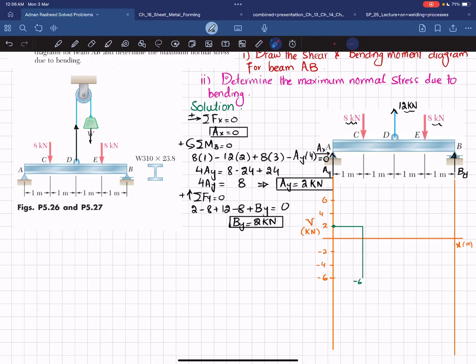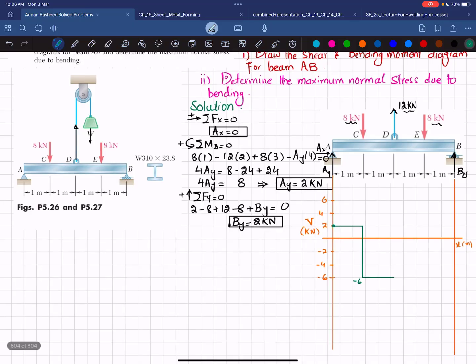Now moving from C to D, there is no other force, so it will remain the same, and we will get a horizontal line till this point. But at this point D, you can see you have a 12 kilonewton load. So minus 6 plus 12 will give you plus 6 at this point. So shear force will change from minus 6 to plus 6. This is plus 6 kilonewton. Now from D to E, again there is no load, so it will remain horizontal. So from this D to this E, it will remain horizontal. And at point E, you have minus 8 kilonewton load. So 6 minus 8 will give you minus 2 kilonewton. So shear force will change from this to minus 2 kilonewton. This is your minus 2 kilonewton.